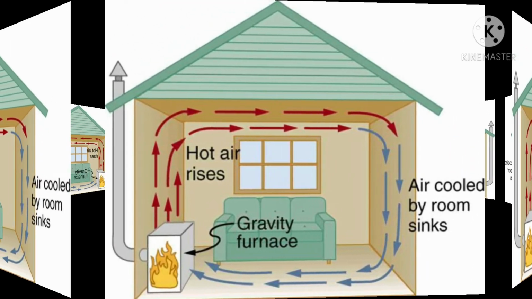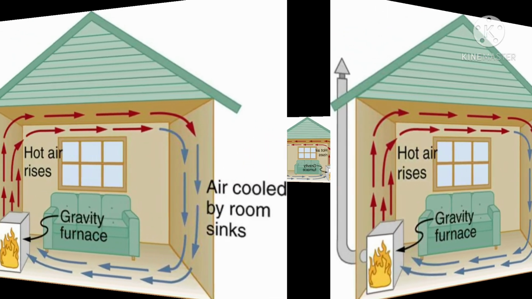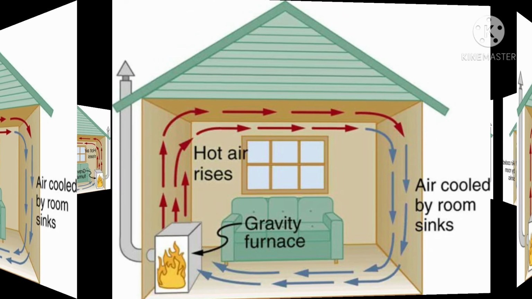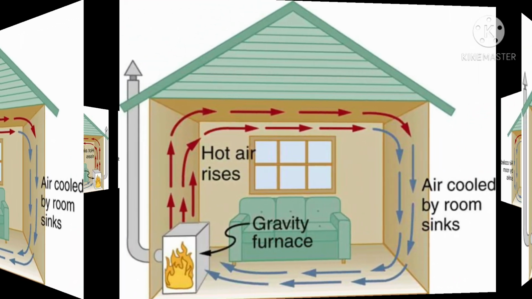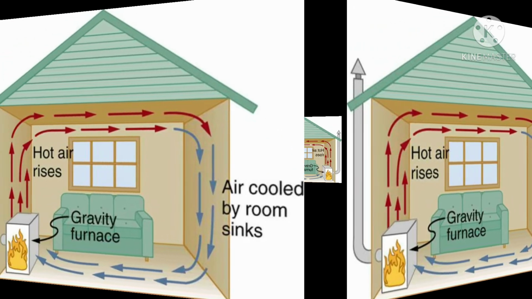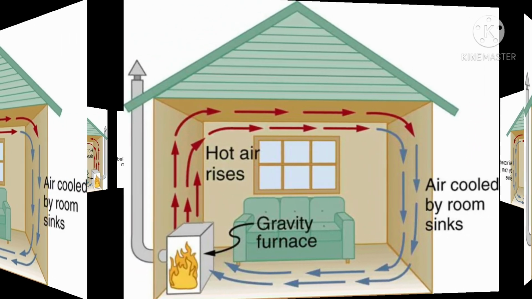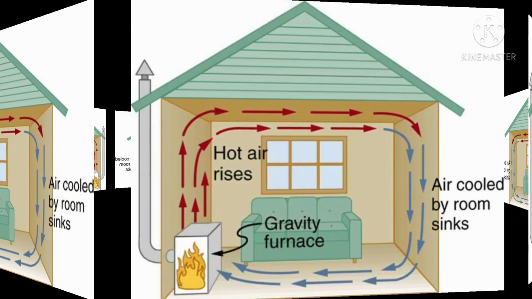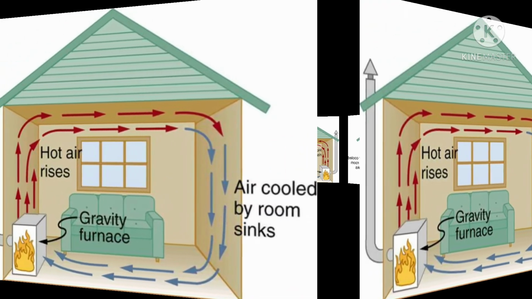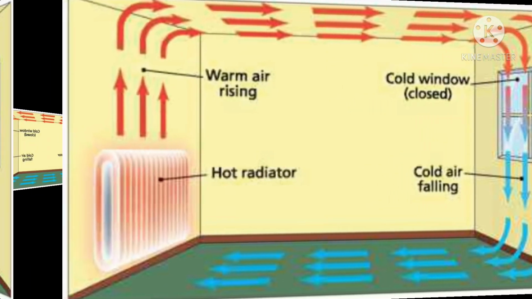In the same way, ventilators are made near the ceilings of a room because the air we breathe out is warmer, rises and goes out through the ventilators. Cool and fresh air enters the room through windows and doors which are much below. Now, the next mode of transfer of heat is radiation.